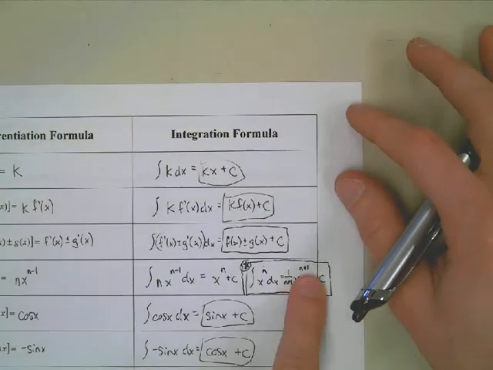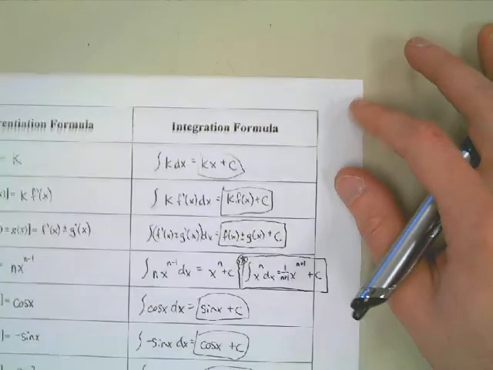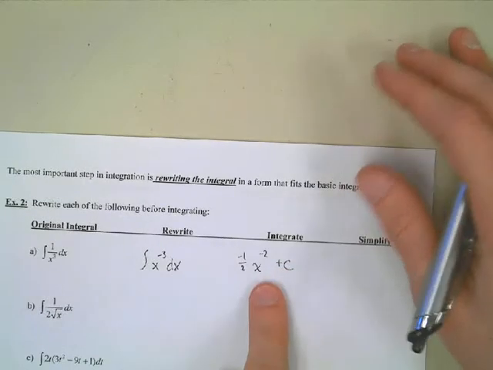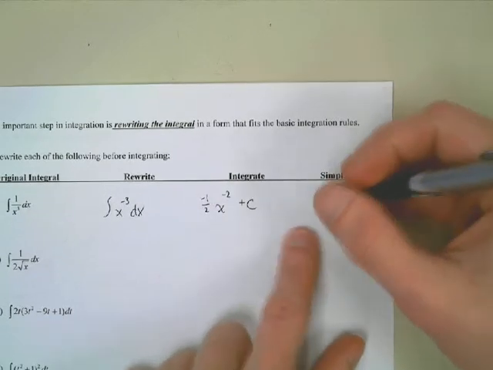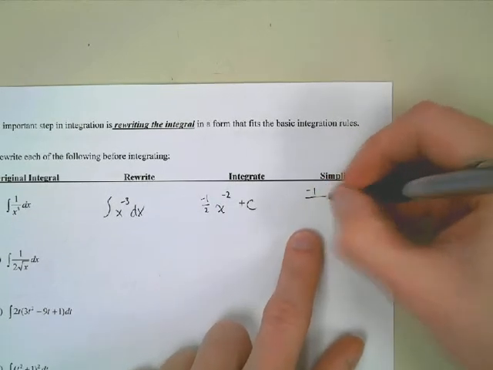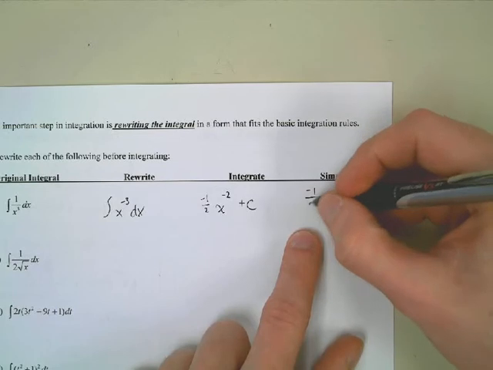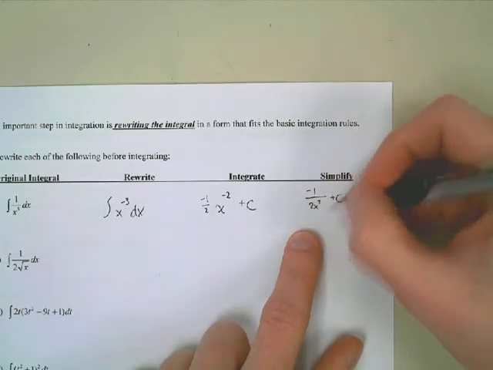Now it says simplify it. What does it mean by simplify it? Well, normally we don't like to leave negative exponents, so I can rewrite this as negative 1 over what? 2x squared, and then plus C. Okay, that is the final answer there.